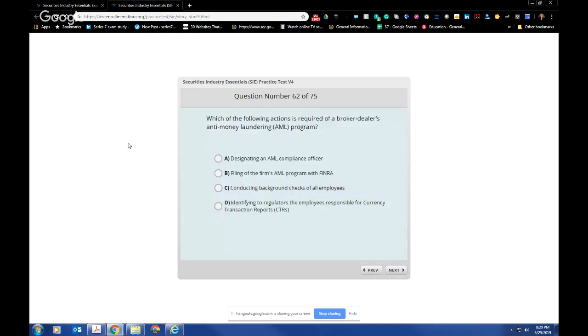Which of the following actions is required of a broker-dealer's anti-money laundering program? All these are great. You just have to have someone in charge who's going to be in charge of it.